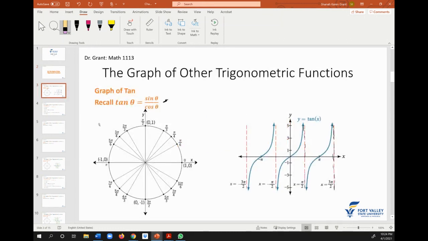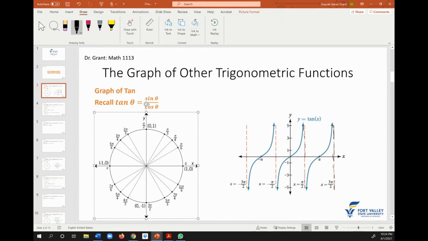So the graph of tan, recall that tan is sine over cosine. So when we're doing the graph of tan, just like when we unfolded the unit circle for sine and cosine, we're going to do the same thing, but keeping in mind that tan is equal to sine over cosine. So if you notice, well, we cannot divide by 0. So what that means is we're going to have vertical asymptotes wherever cosine is equal to 0.